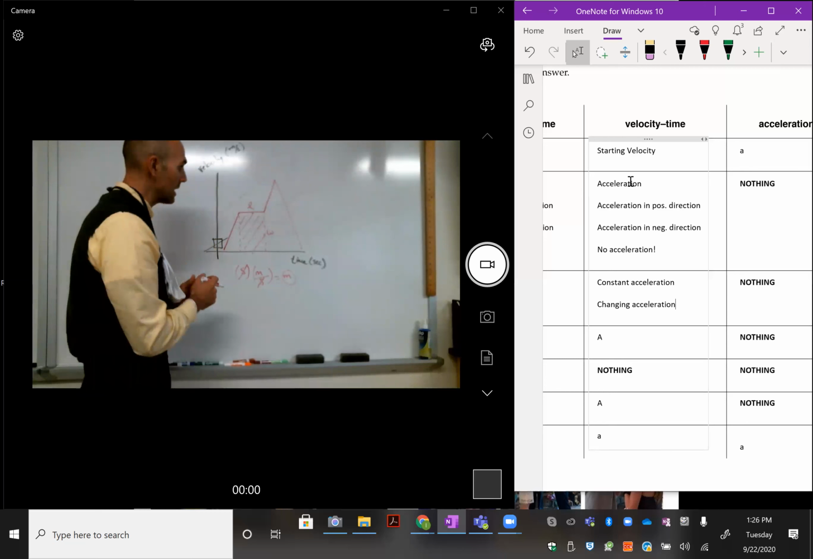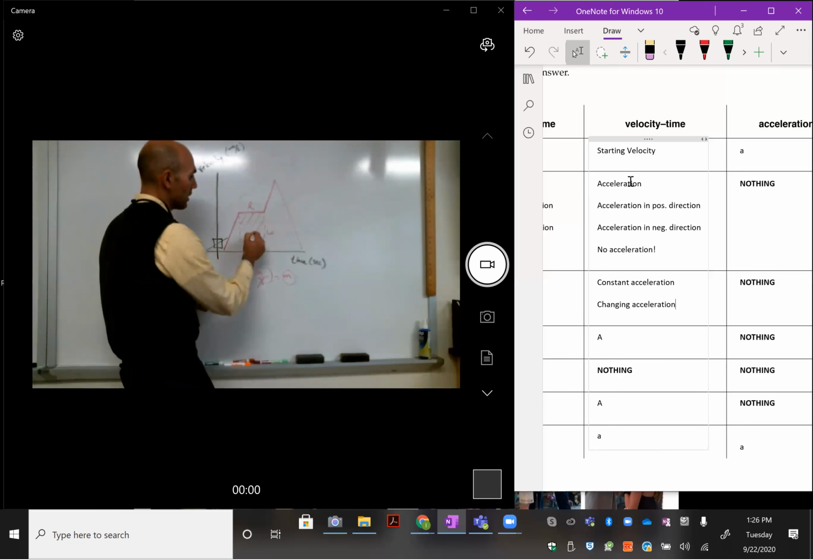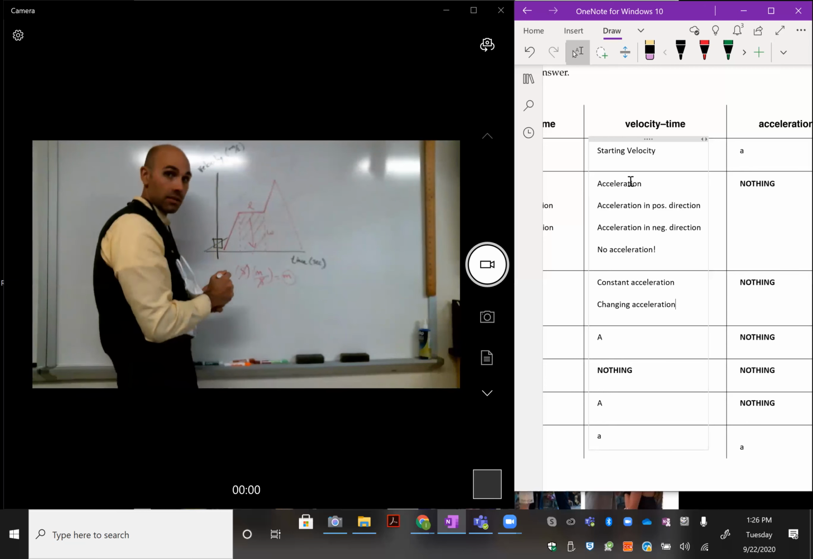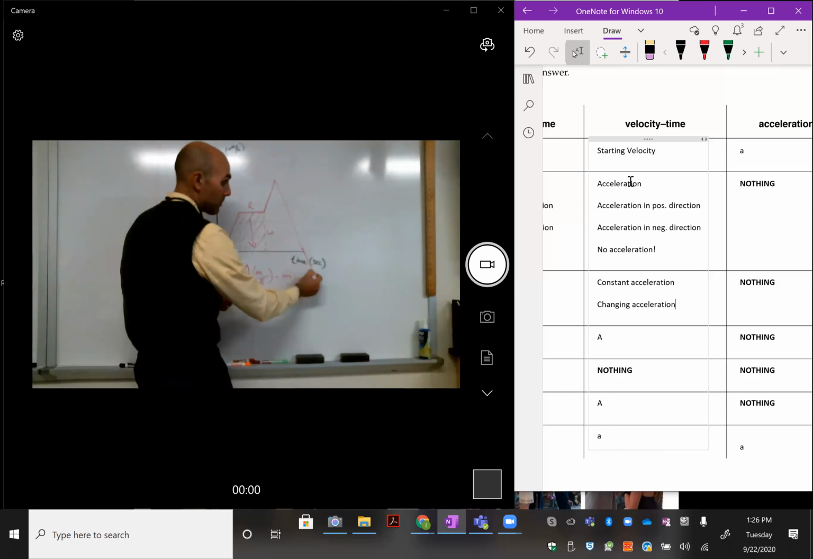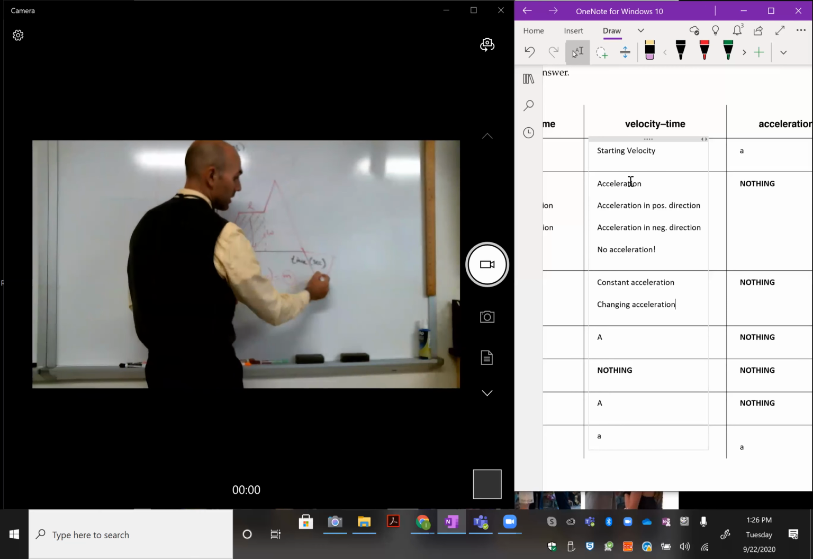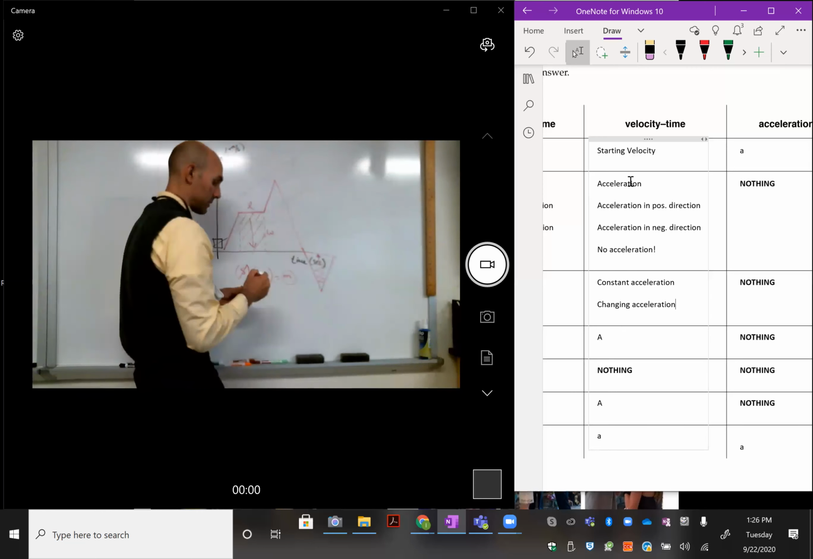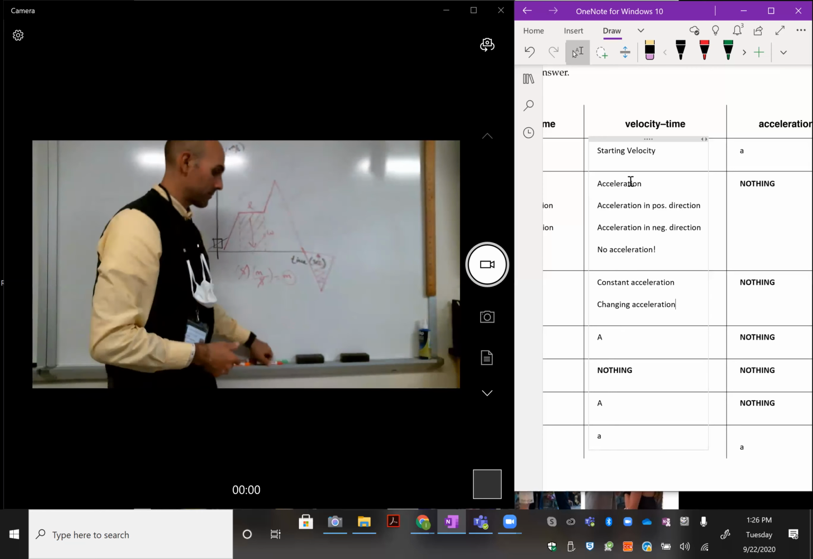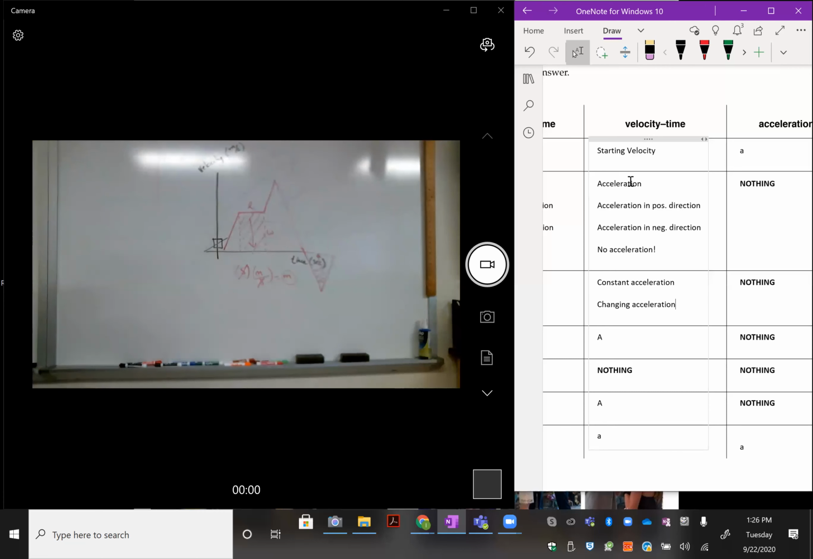Now remember, it is always area under the curve to the x-axis. If you had something drop below the x-axis, it would be the area under the curve to the x-axis. Okay? Let's add that in. So the area under the curve allows us to calculate the displacement.